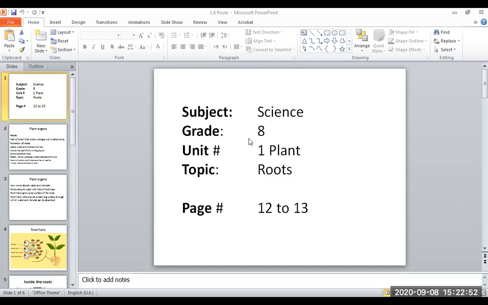Okay, we have already discussed roots, but today we will study in detail how roots take water from the ground and what the functions of roots are. This is your book, page number 12 and 30.